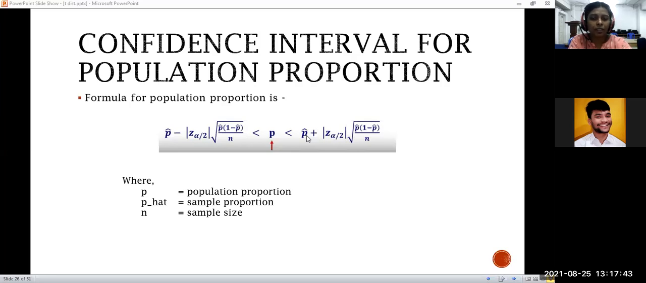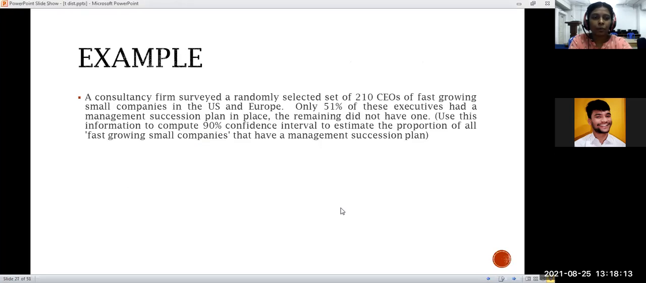So wherever we see, it will be consisting of population mean, sample mean, or population proportion, sample proportion. Likewise, here also, this p hat is referring to your sample proportion. If your sample proportion is specified, value specified in the question, then you will make use of it. Otherwise, you will have to calculate. And n obviously is the sample size. So this is the formula that we'll be using.